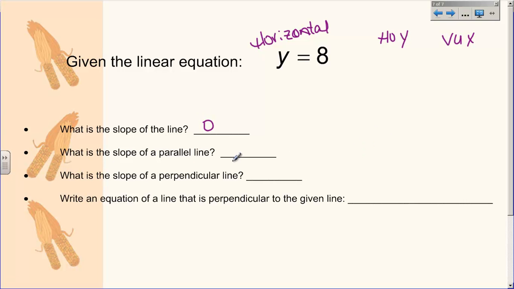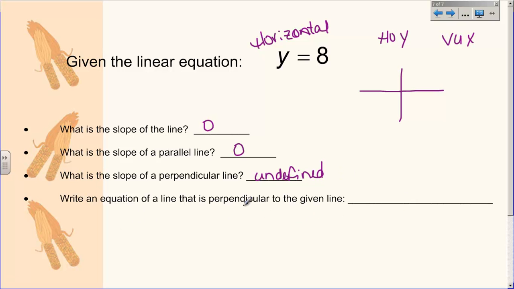So the slope of a line parallel to this is 0. Now if you think about a horizontal line, it looks like this. If I want a line perpendicular to that, it has to be vertical, because the only thing that crosses that at a 90-degree angle is a line that goes straight up and down. Well, vertical lines have undefined slope. So you can't flip and change the sign on this one. You need to know this is horizontal, so this one's vertical. So the slope of a perpendicular line is going to be undefined because it will be vertical.